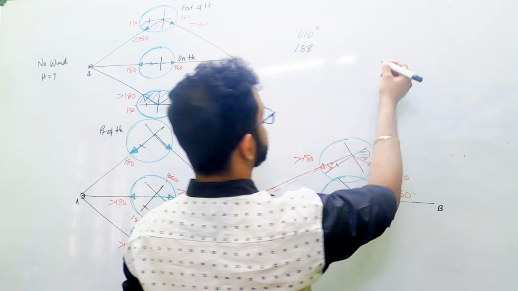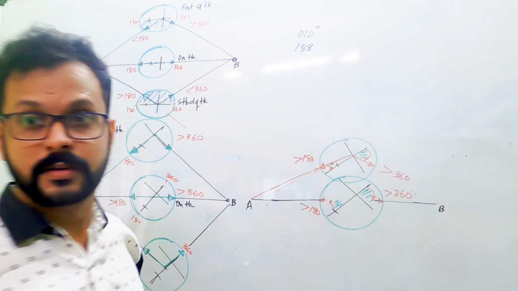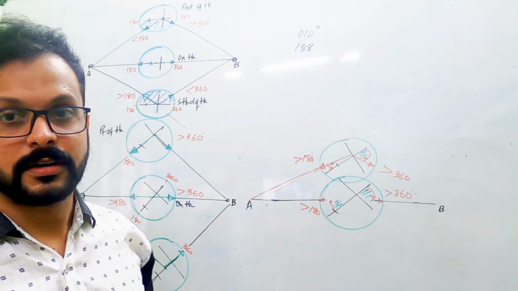So the drift is not the same. Yeah. No, the drift is the same. It's the angle between the heading and the track. Okay, let's see what's happening.